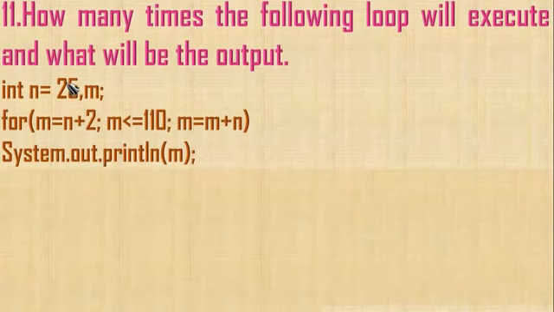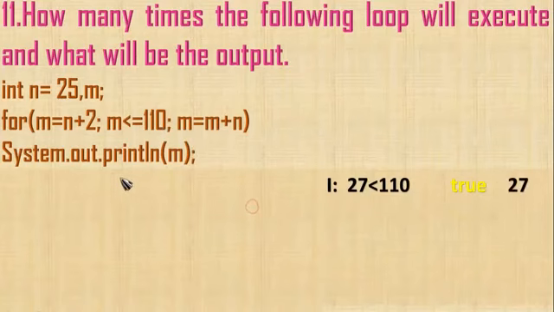So let us see, 25 plus 2. Now m's value will be 27, which is less than 110. So it is true and it will print. And then now m's value will be 27 plus n, so that becomes 52. 52 is less than 110, it is true. So what happens? It prints.